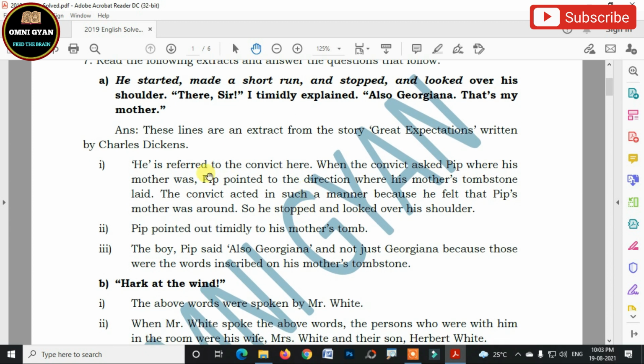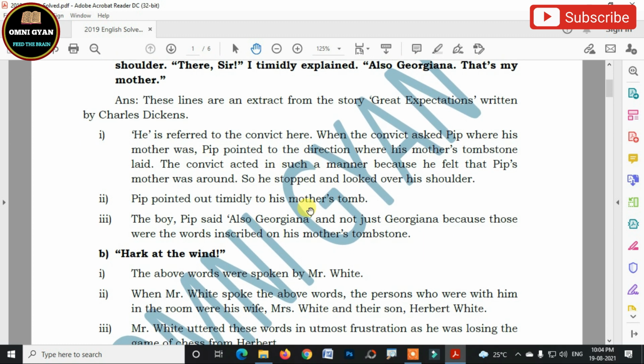Now let me repeat again. For reference to the context, always give an introduction in this way: these lines are an extract, or these lines are taken from the story Great Expectations, written by Charles Dickens. In other references to the context I have not written it, but please make sure that you always give an introduction like that, from where the lines have been taken, from which story or poem, and written by whom. Then you start giving the proper numbers and writing your answers. So make sure that you give this introduction part.